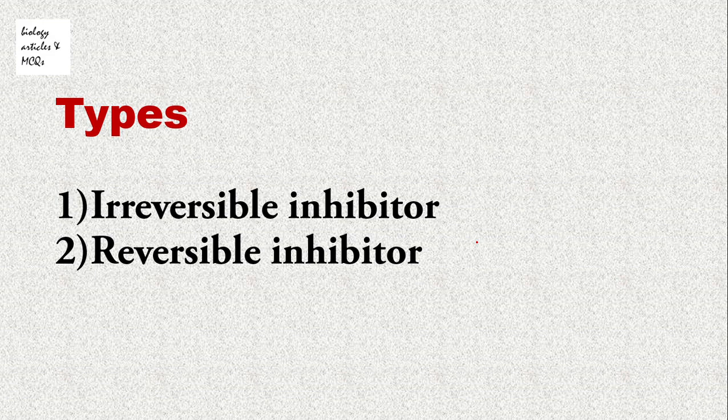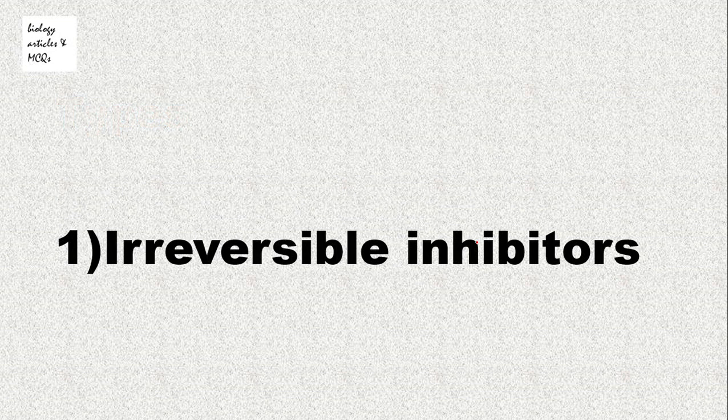So moving towards the types of inhibitors, there are two main types: irreversible inhibitors and reversible inhibitors. Let us discuss the first type, that is the irreversible inhibitor. Guys, as its name shows, when this type of inhibitor is attached to the active site of the enzyme, that action cannot be reversed. Irreversible shows that the action will not be reversed.